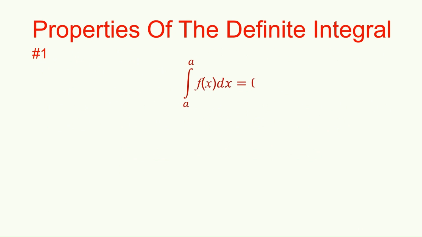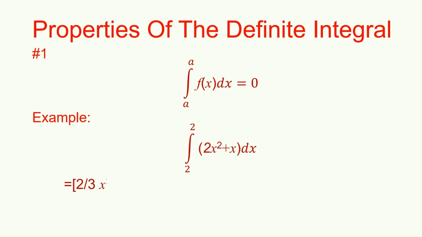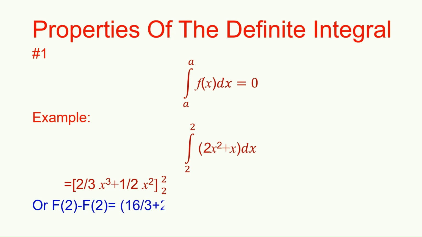Property number 1. The integral of f(x) with respect to x from lower limit a to the same limit a equals 0. Example. The integral of 2x squared plus x with respect to x from lower limit 2 to the same limit 2 equals 2/3 x cubed plus 1/2 x squared in square brackets from 2 to 2, or F(2) minus F(2) equals 0.